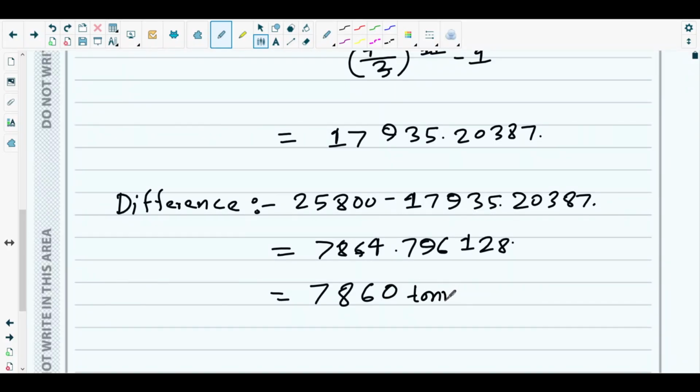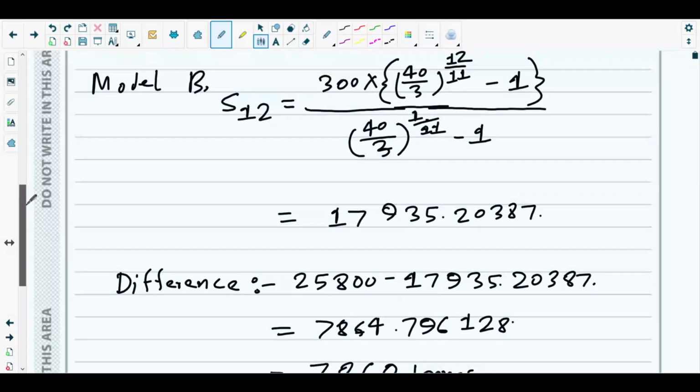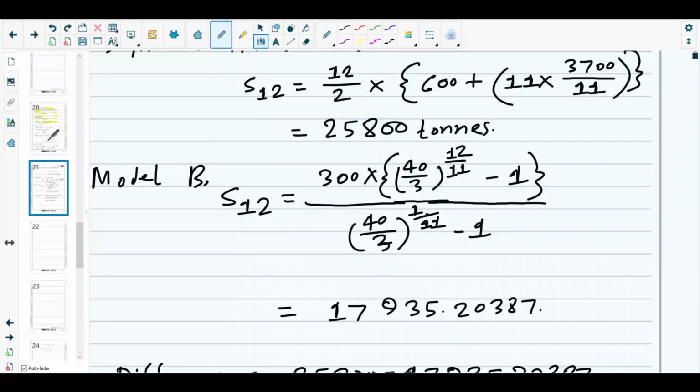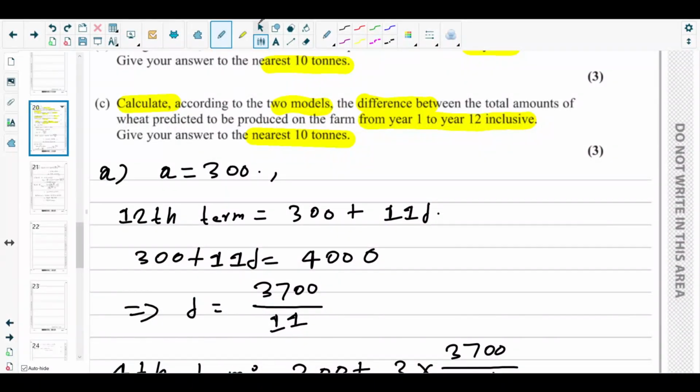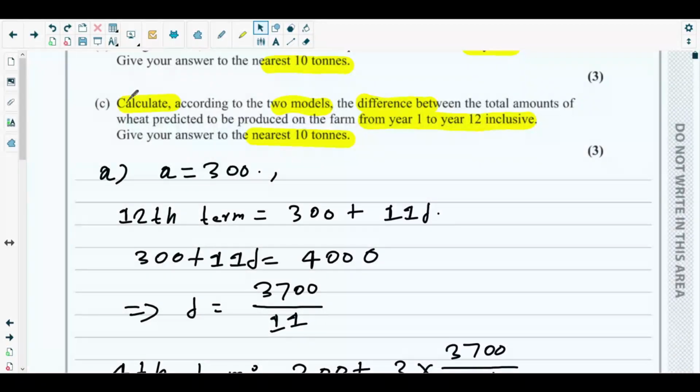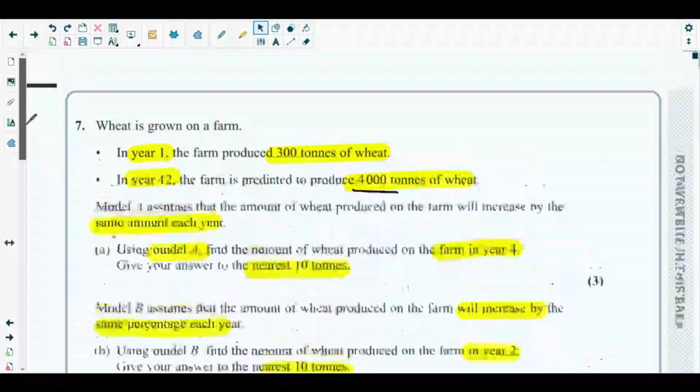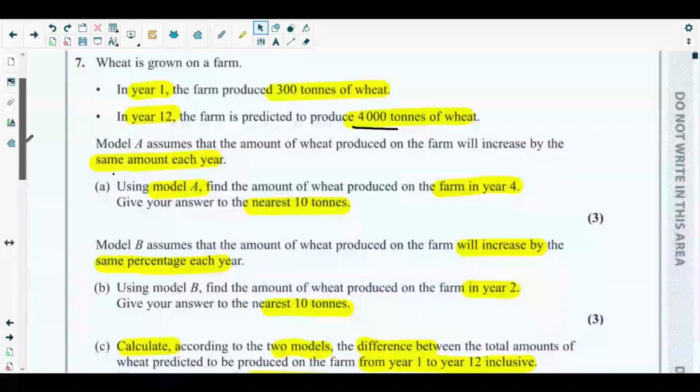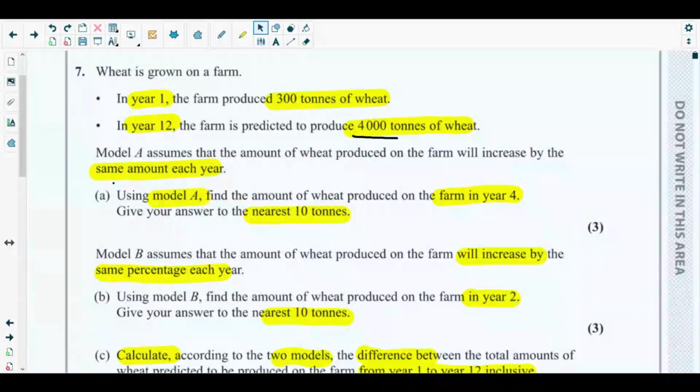Fine. So the difference between the predicted S of model A and model B is 7860 tons, and that's what part C of question number 7 has asked for. That's it.